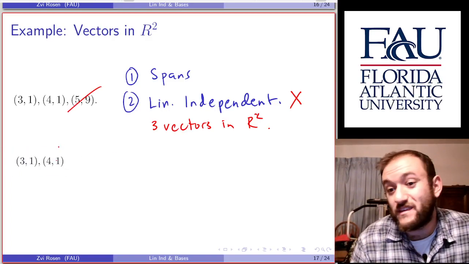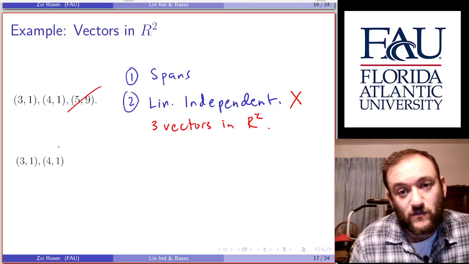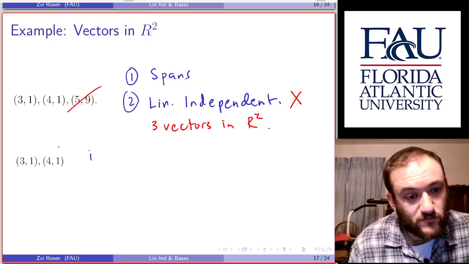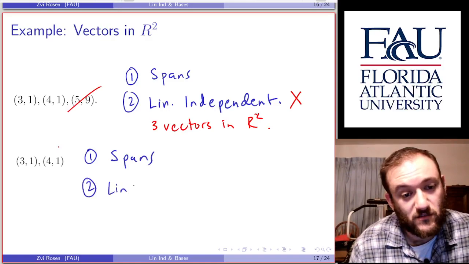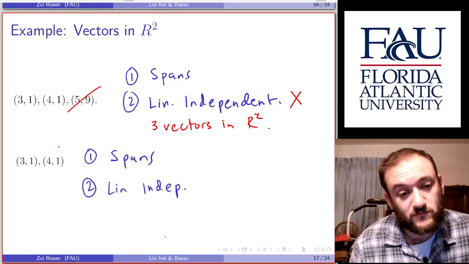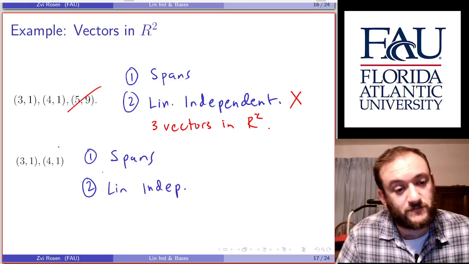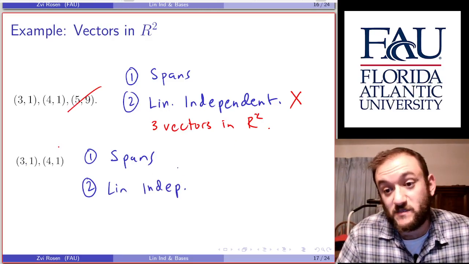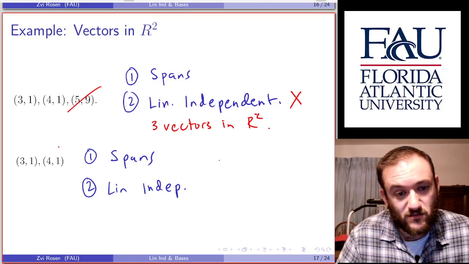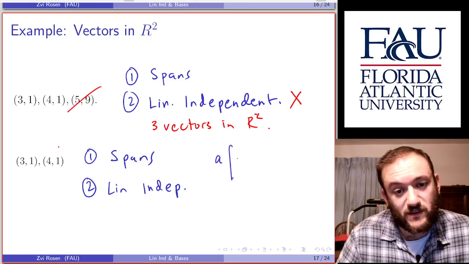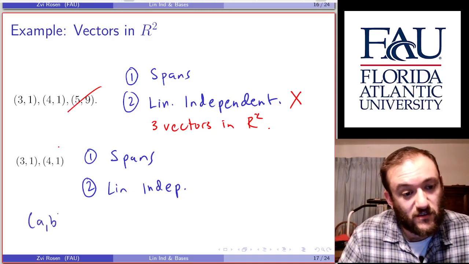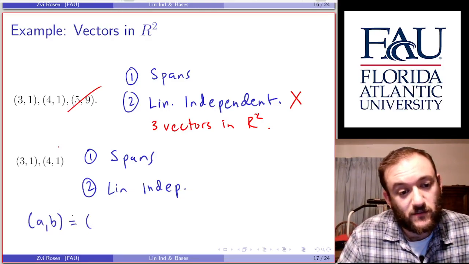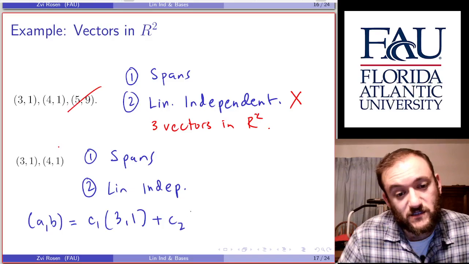So how about this? Are these linear? Are these a basis? Well, we need to see if it spans and if it's linearly independent. So first up, let's check that it spans. So we want to see if (A, B) can be written as a sum of C1 times (3, 1) plus C2 times (4, 1).